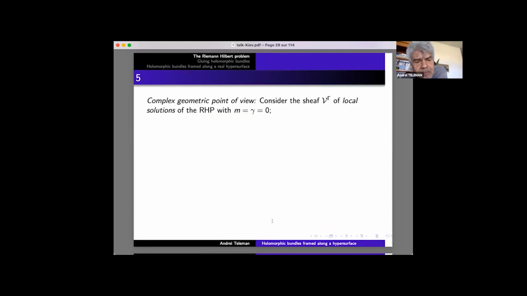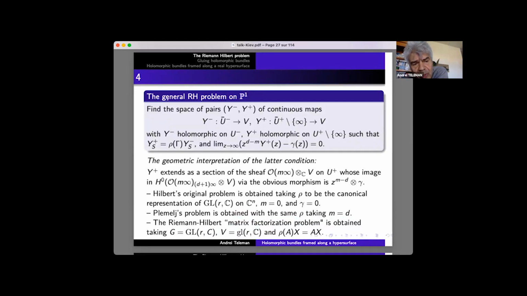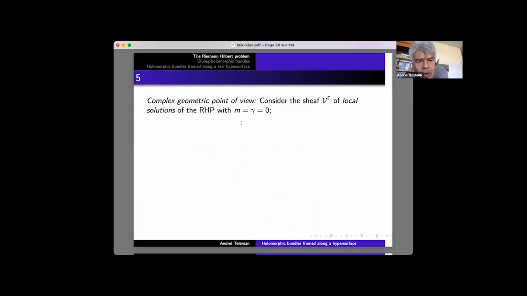Okay, now what is the new point of view about these classes of problems? Yeah, so the last one being what I call the Riemann Hilbert problem on P1. I come with a complex geometric point of view, which, as far as I know, is new. So what I consider is the sheaf of local solutions of the Riemann Hilbert problem in the simplest case, in the Plemelj situation where M gamma is 0.